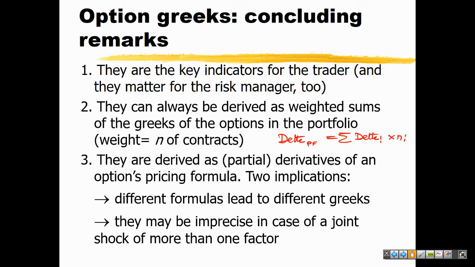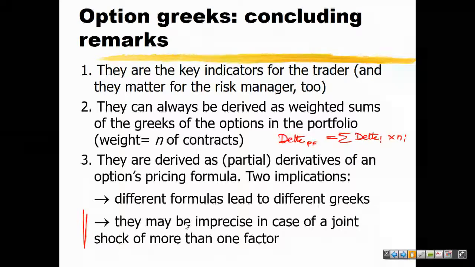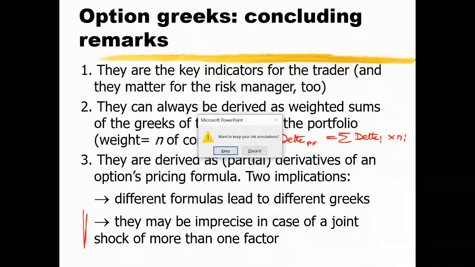And the second thing is what we just discussed, that they can be more imprecise if you want to model through the Greeks with partial evaluation a joint shock of more than one factor at a time. So keep in mind that if you have big shocks and big multiple shocks, you are not so sure to be super precise if you just use an approximation based on the Greeks. That's it for the Greek part.